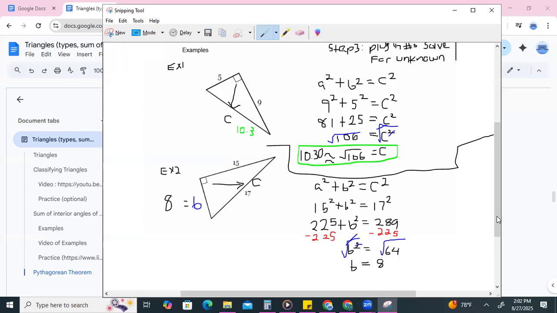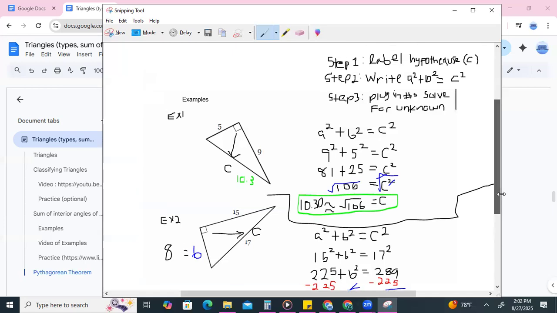The biggest takeaway you should get from here, well, all of it, is your first couple of steps are going to be the same. First takeaway is to know that your hypotenuse is always opposite your right angle. And second takeaway is to always identify your hypotenuse first, which you know is always opposite from your right angle. So go ahead and identify that and write C there. Second step, write A squared plus B squared equals C squared every time. Write the formula down for Pythagorean theorem. A squared plus B squared equals C squared.